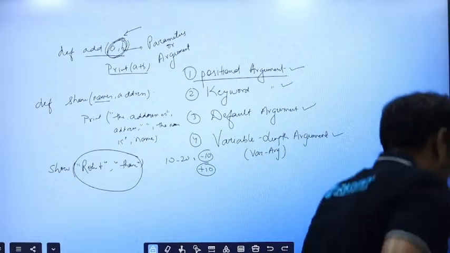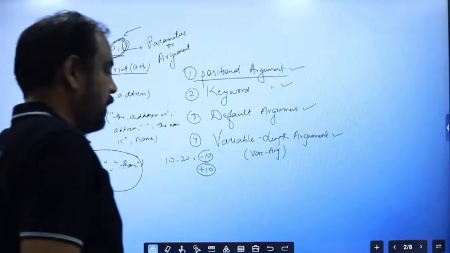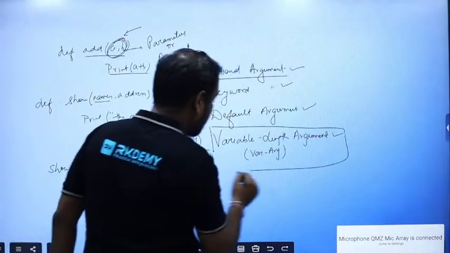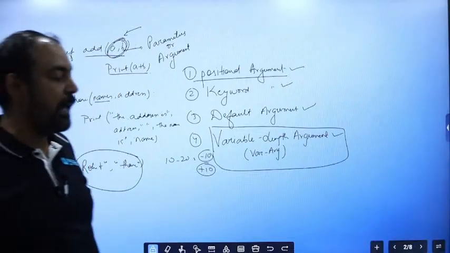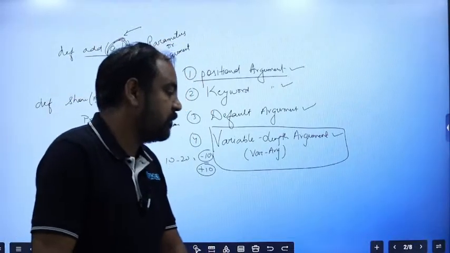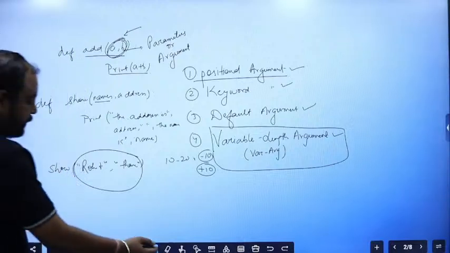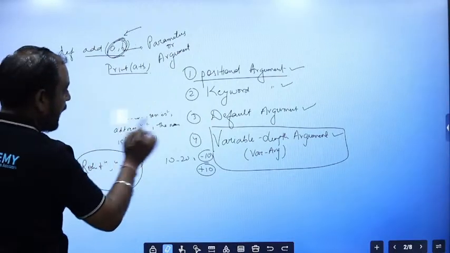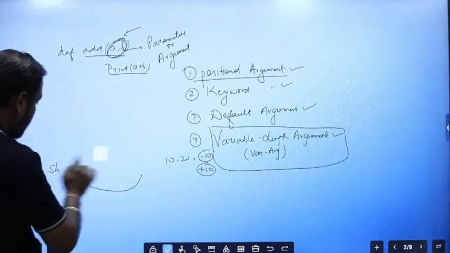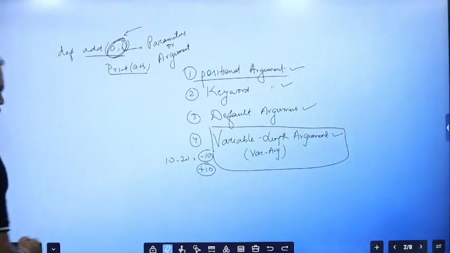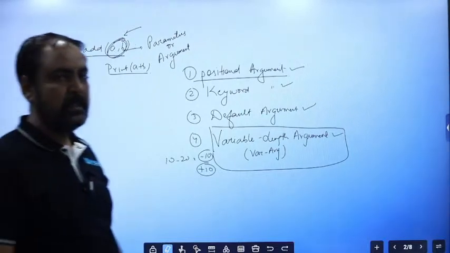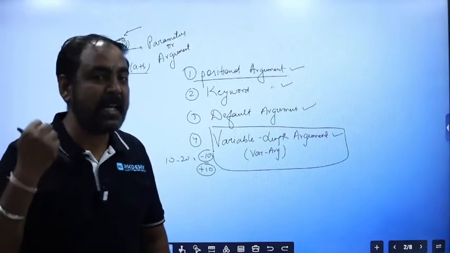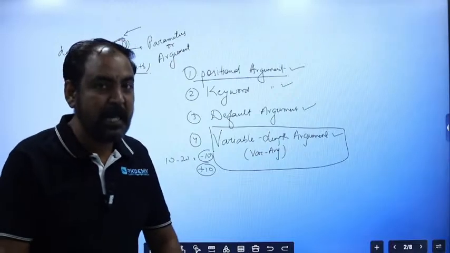Now coming to this, try to understand. Next is variable length argument, which we call *args. Variable length argument is known as *args. Suppose, for example, let me define some add function. See, actually we have a calculator. How does a calculator work? Suppose I want to add, I can add 2 numbers, 3 numbers, 10 numbers, 100 numbers, 50 numbers.